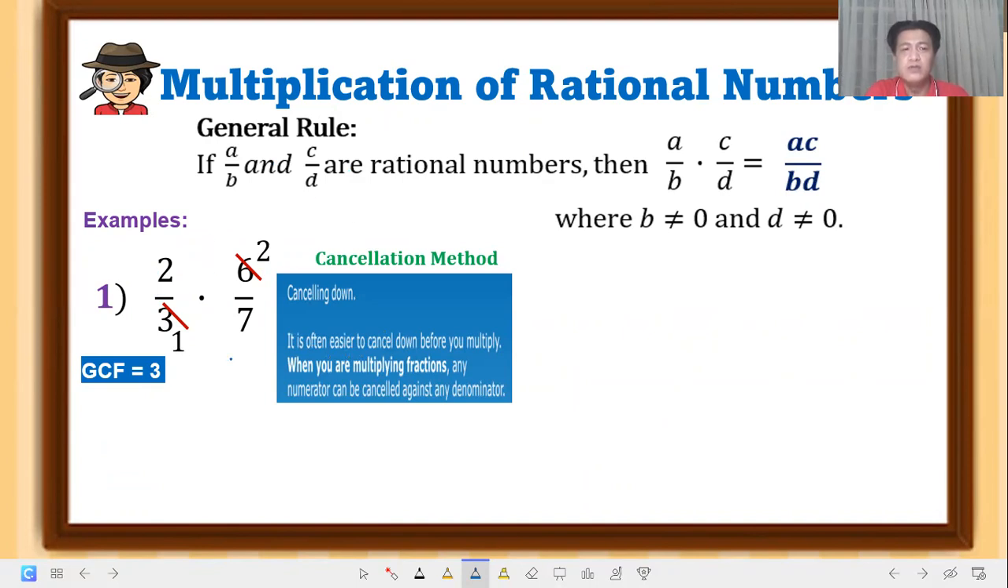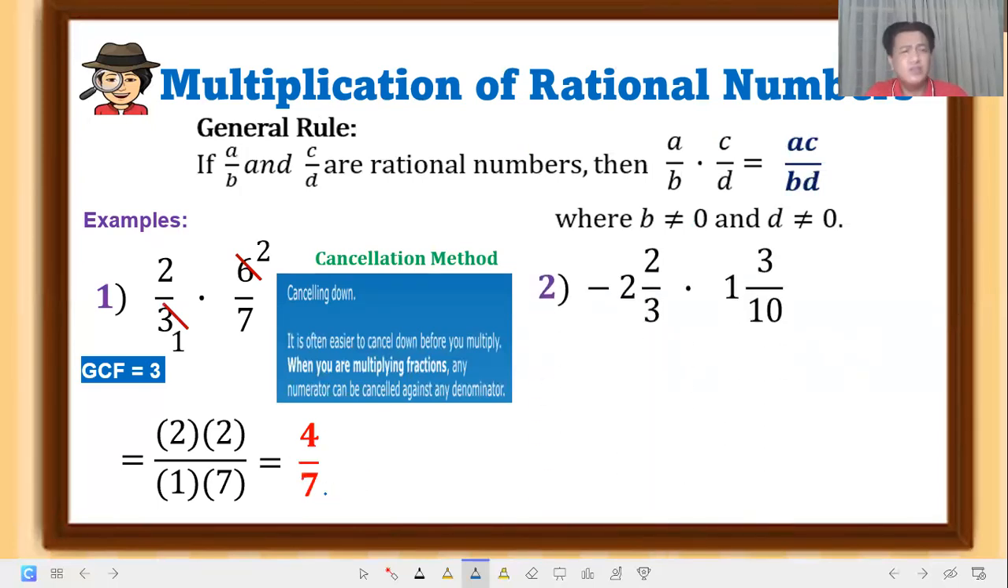What is 2 times 2? Over what is 1 times 7? Kaya nga we have 2 times 2 over 1 times 7, that will become 4 over 7. Yan na po ba yung final answer? Yes, kasi relatively prime na po sila. Okay, let's proceed to example number 2.